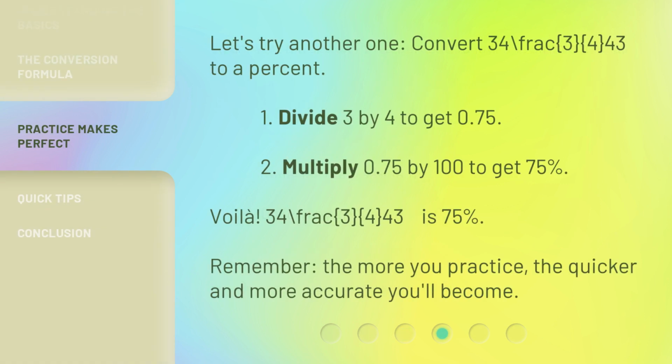Let's try another one. Convert 3/4 to a percent. 1. Divide 3 by 4 to get 0.75. 2. Multiply 0.75 by 100 to get 75%. Voila! 3/4 is 75%.